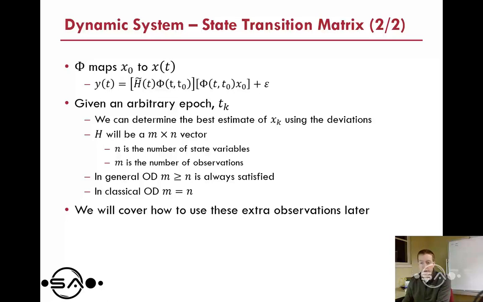Obviously H tilde is going to be an m by n matrix, where m is the number of observations and n is the number of state variables. In the classical case, m is going to be equal to n, and in the modern or general case, m is going to be greater than or equal to n. Later on, we're going to look at how to actually use this valuable information. But for the example problem I'm about to give you, we're just going to use classical orbit determination and determine the variables one-to-one.